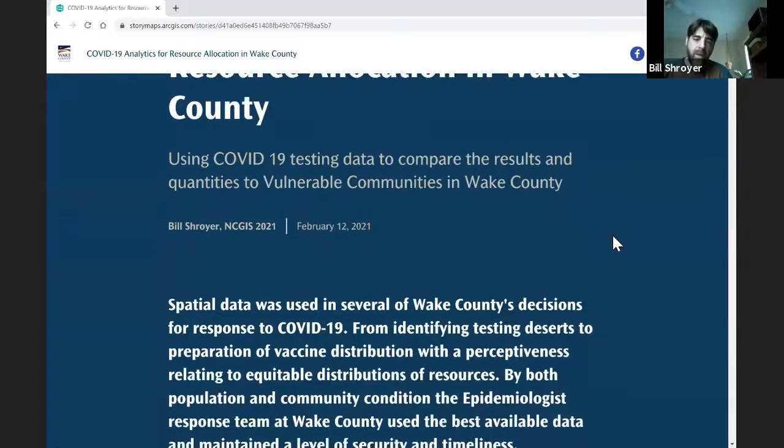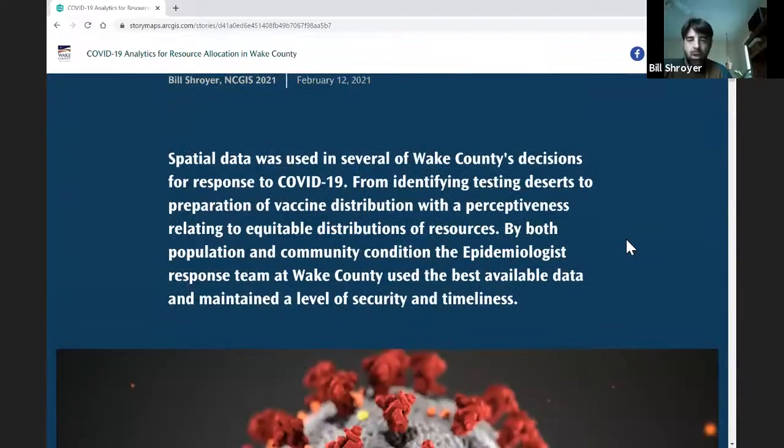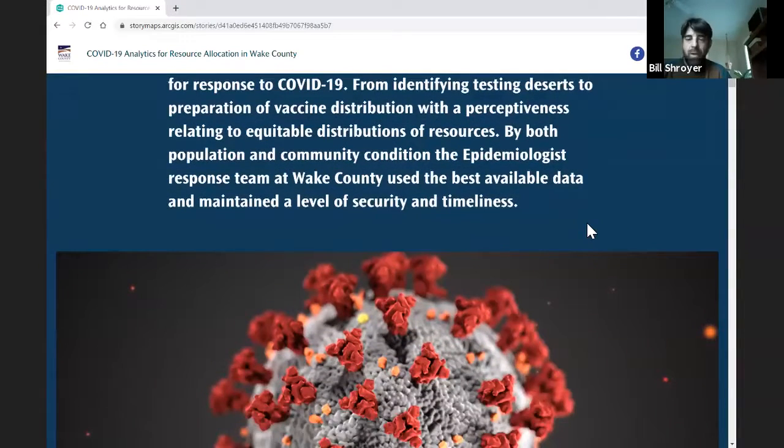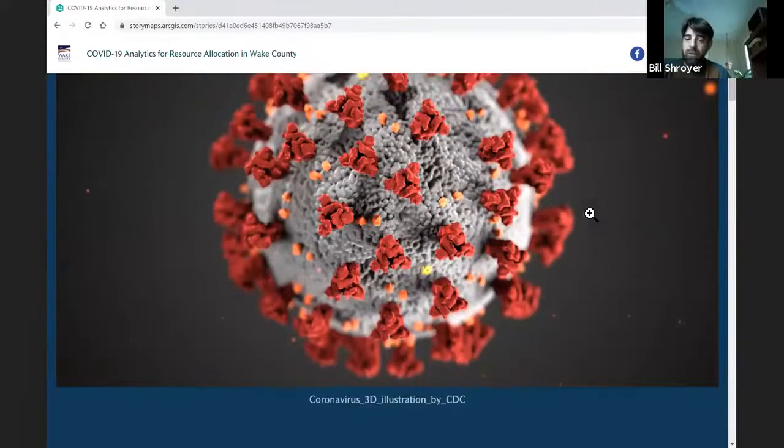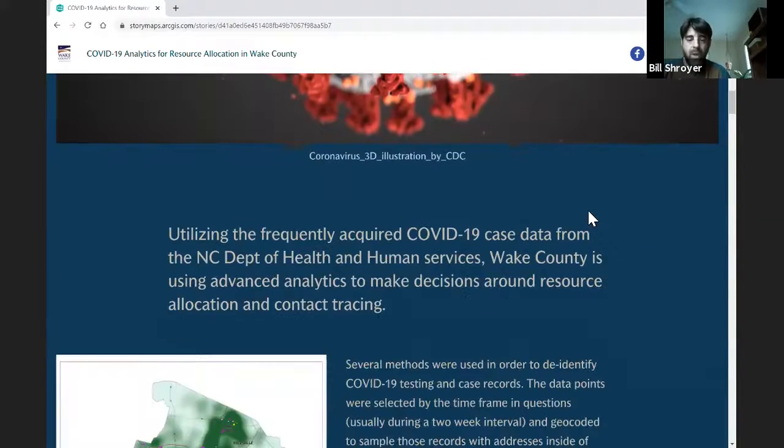So the Wake County epidemiological team used a lot of different data. We made a lot of different maps. We got this data from the North Carolina Department of Health and Human Services. It's called NC-EDS. And we pulled that to understand both the testing and the case rates, and made sure that we had coverage and what was occurring throughout the county, as well as in a lot of our vulnerable communities. And we'll see some of that here in a second.